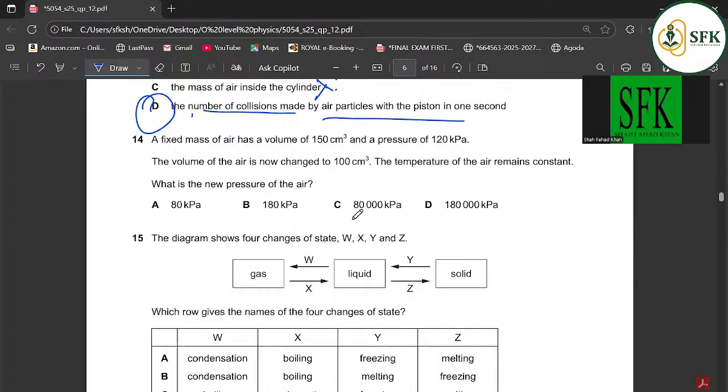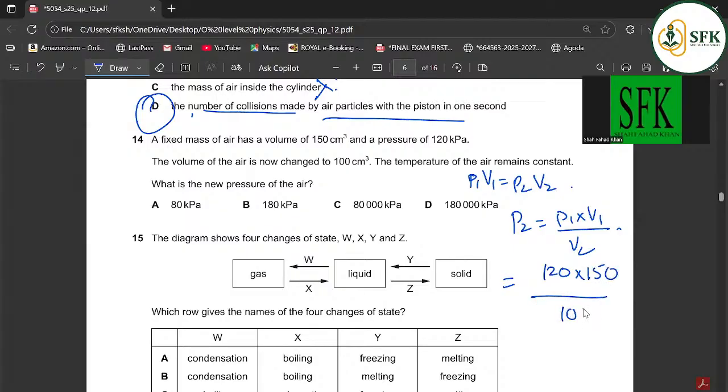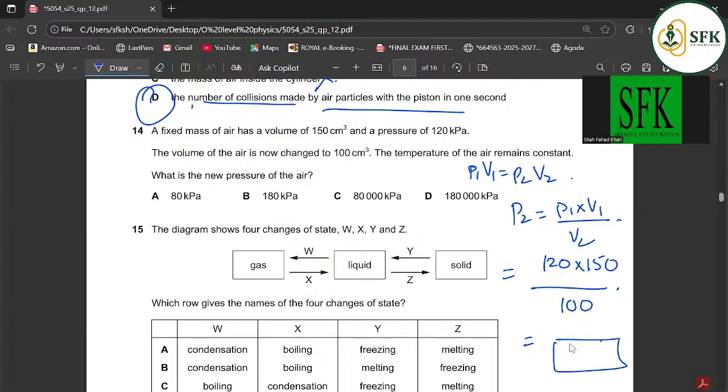14. A fixed mass of air has a volume of 150 cm cube, pressure of 120 kilopascals. The volume is now 100 cm cube. The temperature of the air remains constant. What's the new pressure? Formula you can use is P1 V1 equals P2 V2. Just find the new pressure P2. So just multiply P1 and V1 and divide that by V2. So you can keep the volumes in cm cube. It's okay. They'll just get cancelled out. So 120 kilopascals times 150 divided by 100. Whatever answer you get, that's going to be your answer in kilopascals.